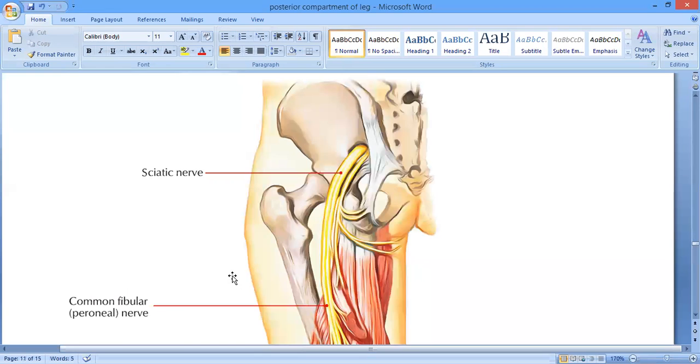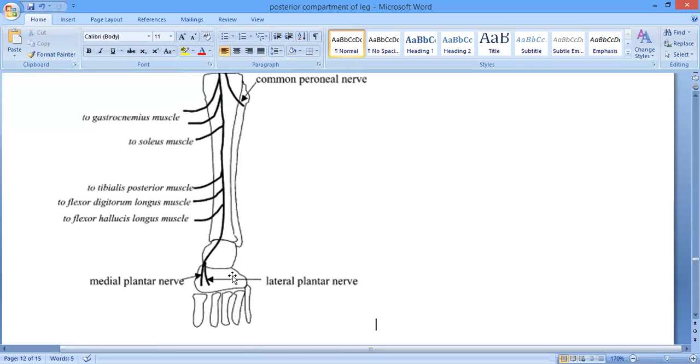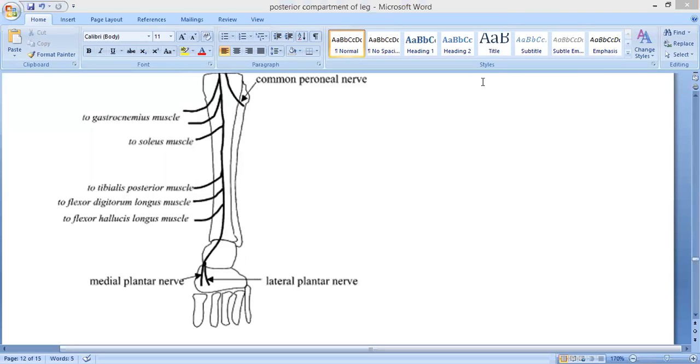If there is any problem, you can ask me. Any problem? So we have finished with the posterior tibial artery and the tibial nerve.